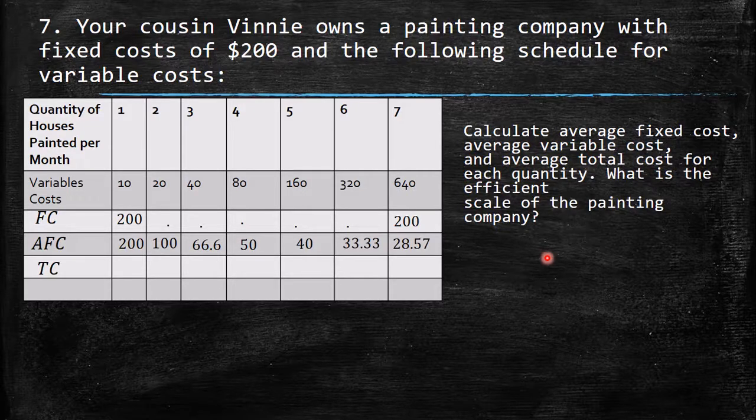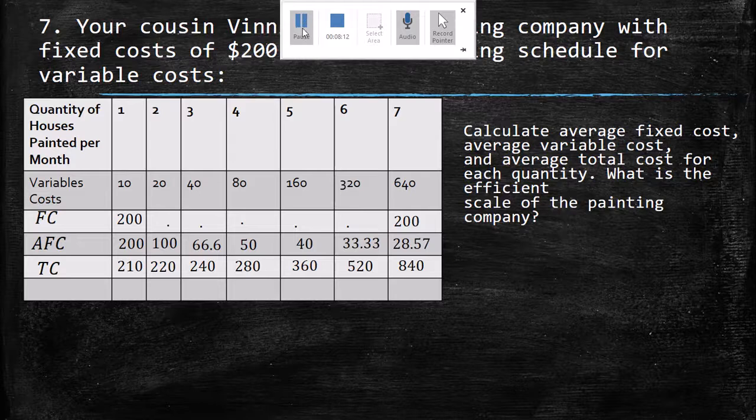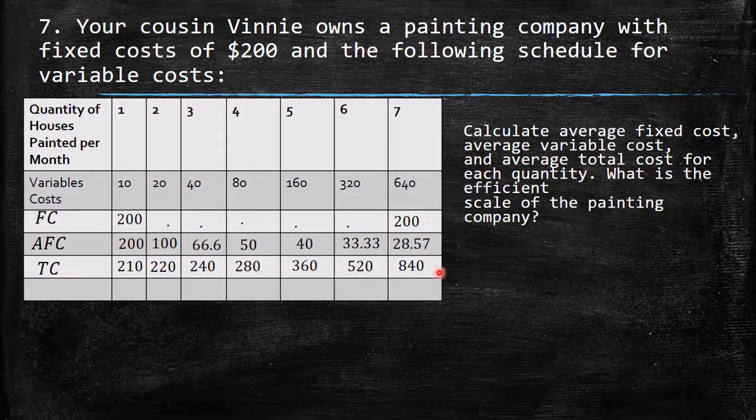Then the total cost: we have variable cost plus fixed cost. It's going to be 300 plus 10, plus 20, 40, 80, 160, 320, 640. So here we have basically the total cost. This is going to be this one plus this one, it's going to be 840.